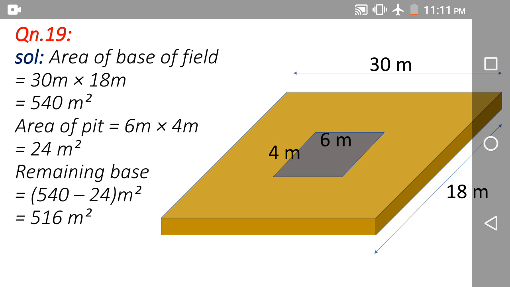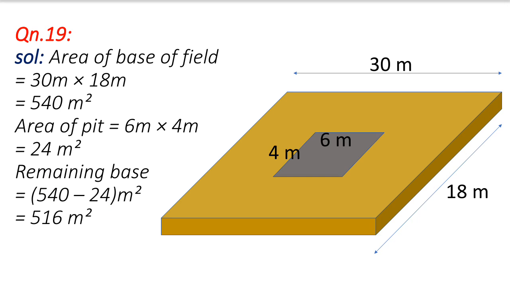Now I have skipped two questions, question number 17 and 18, and we have the solution for question number 19 here. In question number 19 we have a field, and the length of the field is given as 30 and the breadth is 18. So we can calculate the area. The area of the base of the field is 30 into 18, that is 540 meters square.